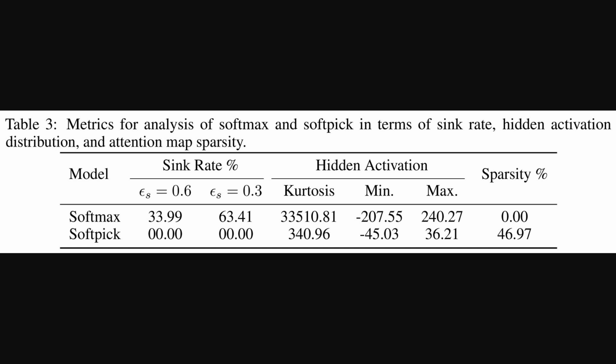Building on that performance parity, this table really quantifies the underlying mechanisms we saw visually before. Look at the sync rate. Softmax is high, 34% or even 63% depending on the threshold, while Softpick, 0%. Then, hidden activations. Kurtosis drops dramatically with Softpick, and the min-max range is much tighter. Plus, it achieves nearly 47% attention sparsity, unlike Softmax, so the numbers clearly back up the claims about fixing those issues.